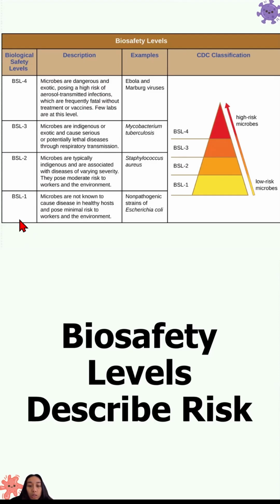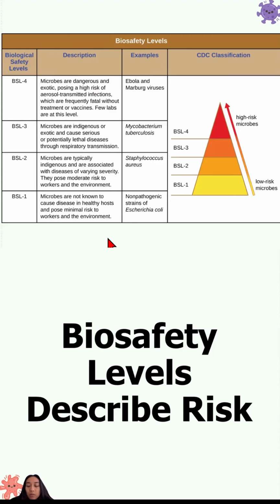And biosafety level 1 is going to be our least amount of risk. And then as we move up in the scale, biosafety level 4 is going to be the most risk. By the way, these guidelines are set by the CDC for individuals who are working in a microbiology lab and you are working with these microbes. If you are working with something that is, for example, biosafety level 4, you're going to be wearing more PPE and being more cautious when you are working with these microbes.